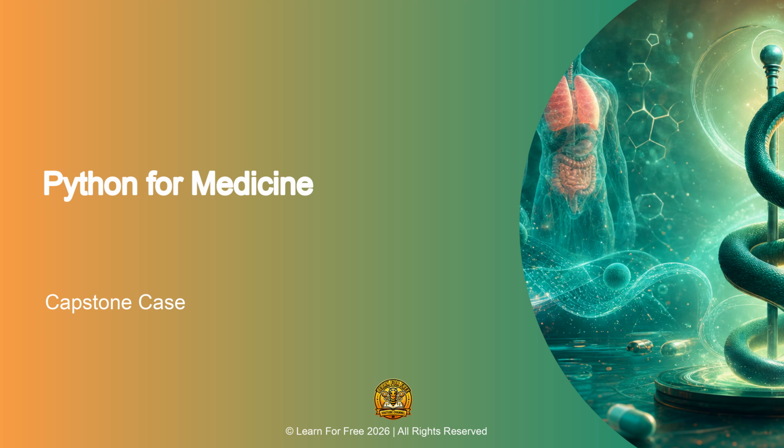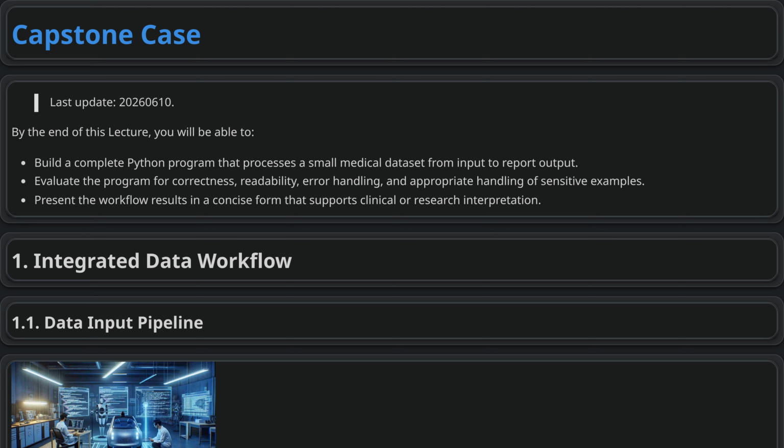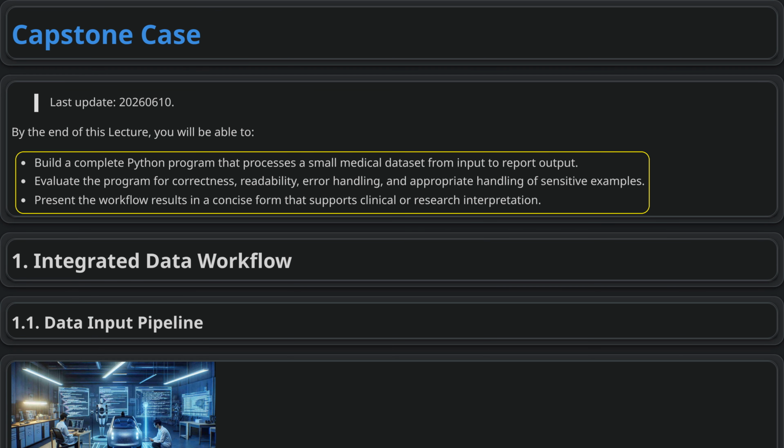Module 5, Lecture B, Capstone Case. By the end of this lecture, you will be able to build a complete Python program that processes a small medical dataset from input to report output. Evaluate the program for correctness, readability, error handling, and appropriate handling of sensitive examples. And present the workflow results in a concise form that supports clinical or research interpretation.